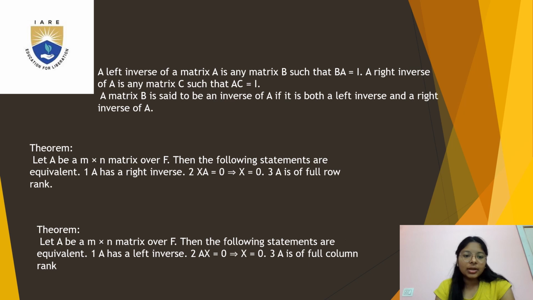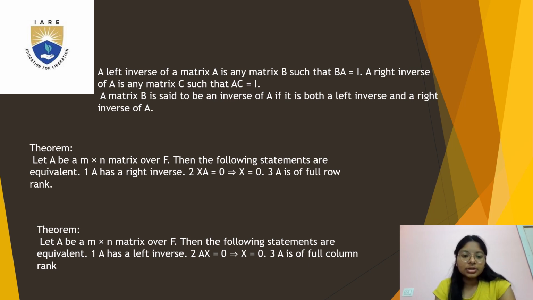Let A be an m cross n matrix over F. Then the following statements are equivalent. First, A has a right inverse. Second, if x^T A = 0, then x = 0. The third statement is A is of full row rank.